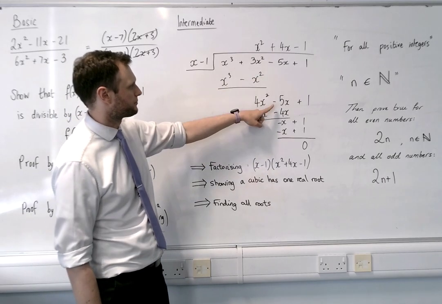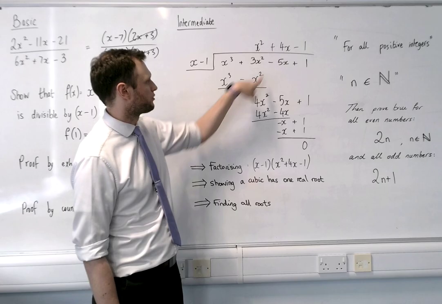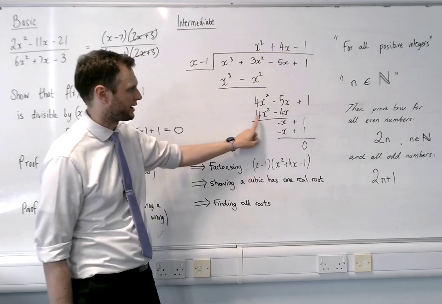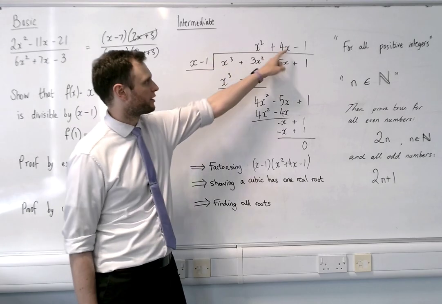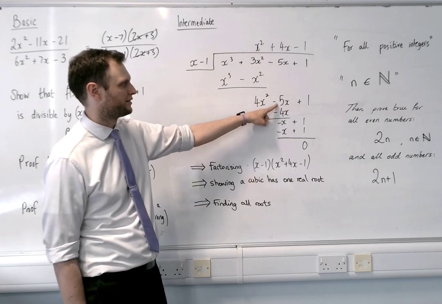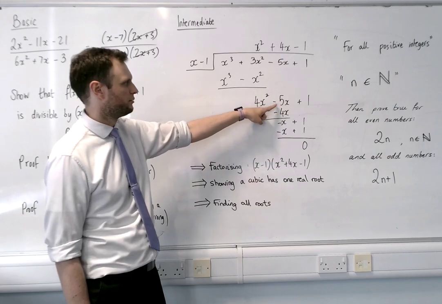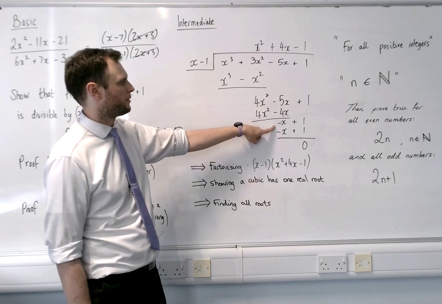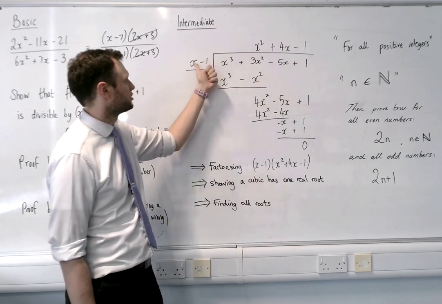Same thing with the next bit. I've got 4x squared, so divide that by x, and you get 4x, multiply it back out, multiply the 4x by minus 1 and by x, and then take it away. Again, this commonly makes a mistake. Minus 5 minus minus 4 is minus 1. And then finally, put a minus 1, times it out.